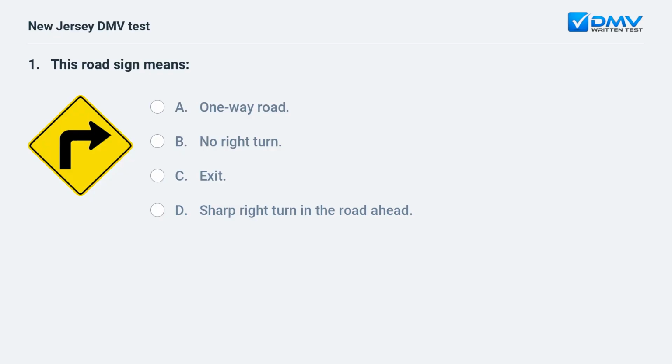This road sign means A. One-way road. B. No right turn. C. Exit. D. Sharp right turn in the road ahead. D. Sharp right turn in the road ahead. This sign indicates that there is a sharp right turn ahead.